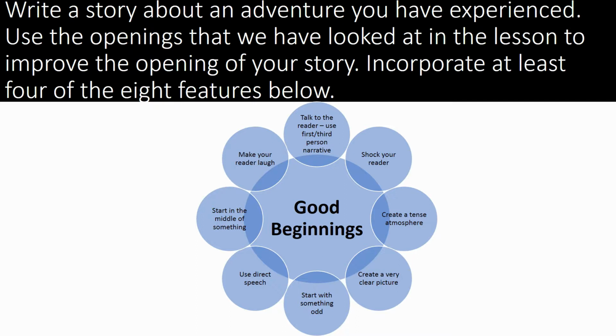So you're going to be writing a story about an adventure that you have experienced. I would like you to use the openings that we have looked at in the lesson. You can magpie elements from these openings, and I speak about magpieing in most of my tutorials. The best people magpie. We steal bits that we like and we make them our own. We add to them, we improve them, we put our style to it, our own style. You're going to then improve your opening using elements from these 8 features of a good beginning that I've shared with you in this tutorial.